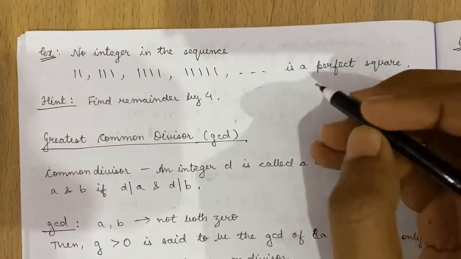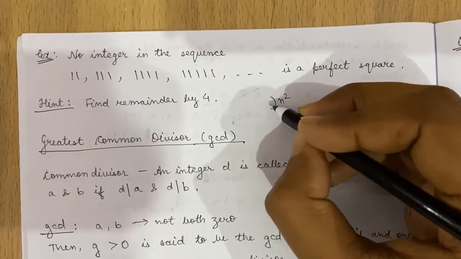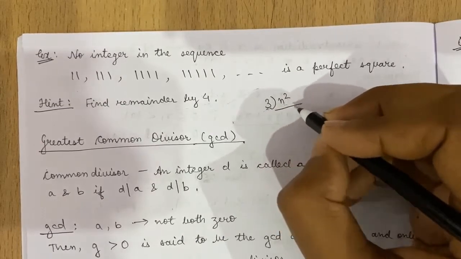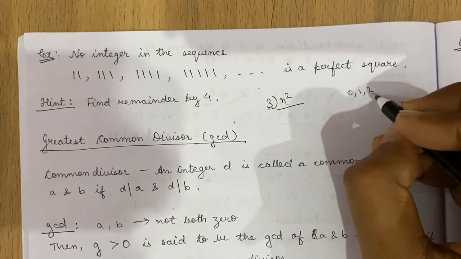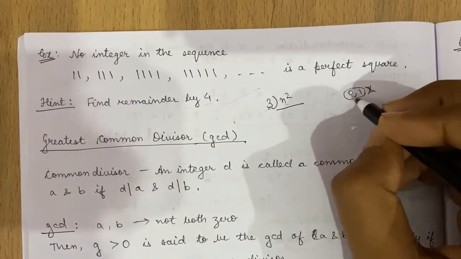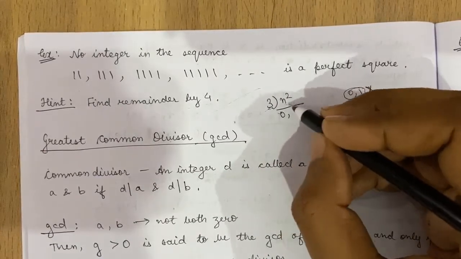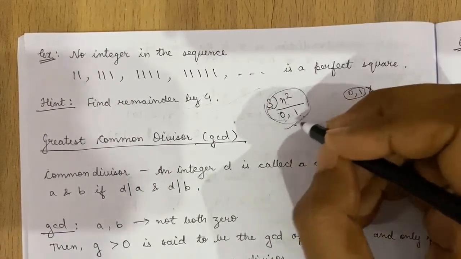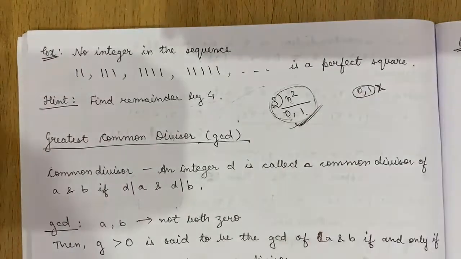You can also look at another problem, which is: what is the remainder when a square is divided by 3? If a number is divided by 3, possible remainders are 0, 1, and 2, but 2 is not possible for a number which is a perfect square. So any perfect square when divided by 3 would give remainder either 0 or 1. This is also an important property, which is quite useful in solving problems.